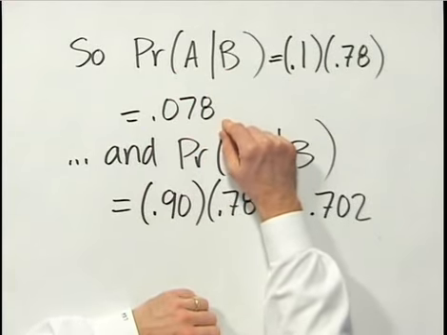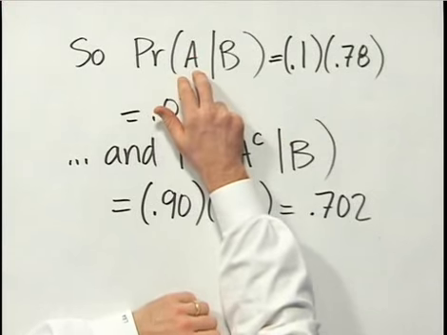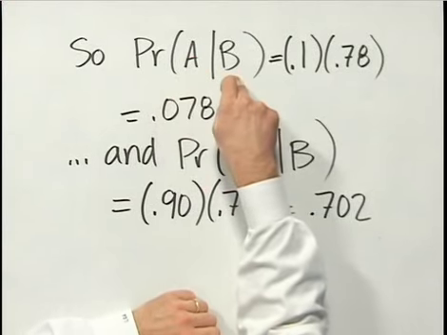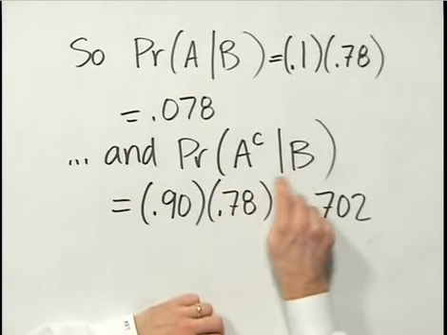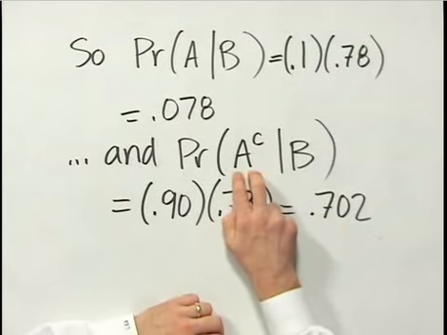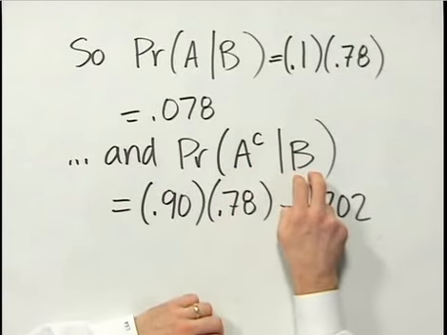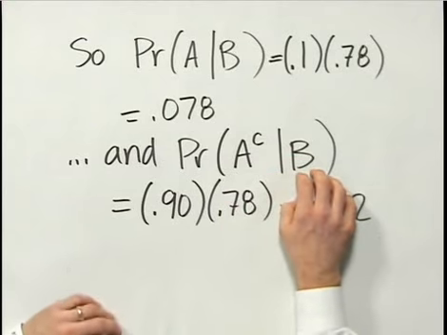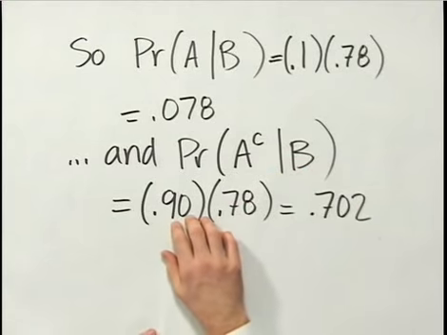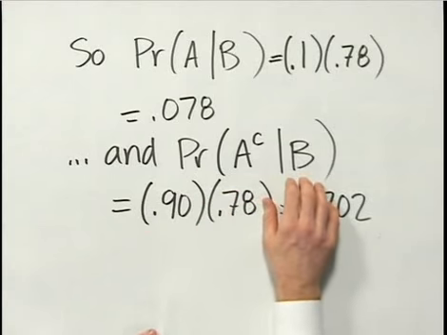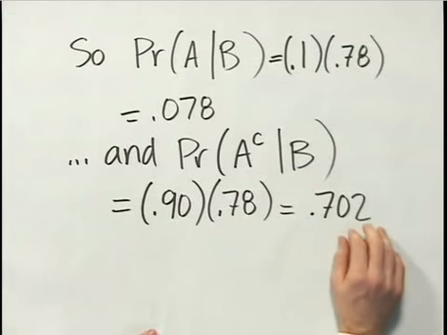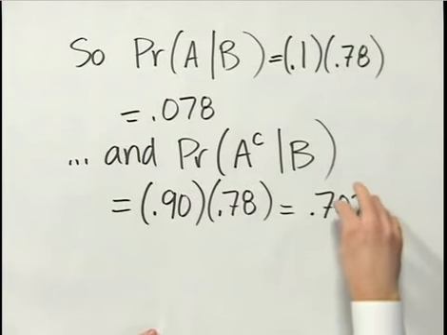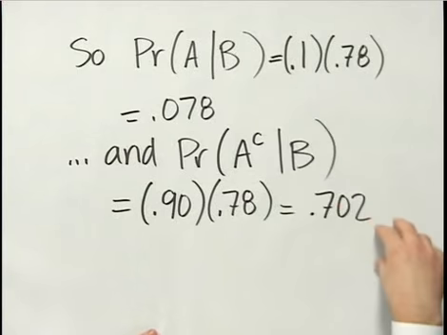So again, to remind ourselves, this is the probability that bond returns will be above 6%, even though inflation is below 3%. This also means that the probability of A complement given B, or the probability that bond returns are below 6% given that inflation is below 3%, is 90% times 0.78, which is equal to 0.702. And notice that the conditional probabilities here actually sum up to the probability of event B in a marginal sense.